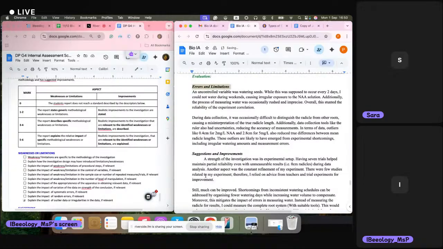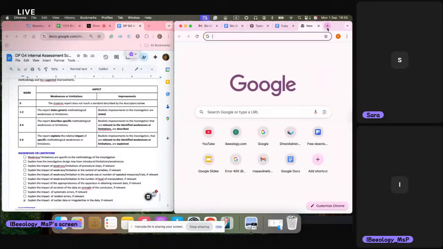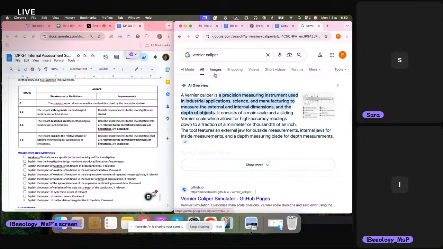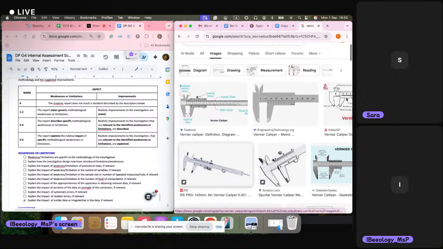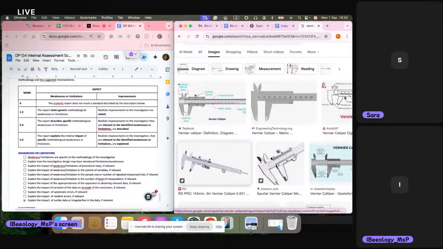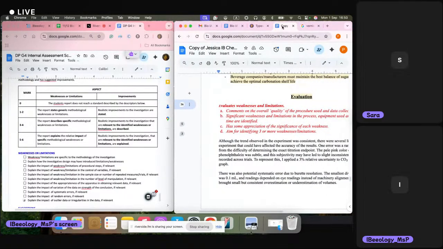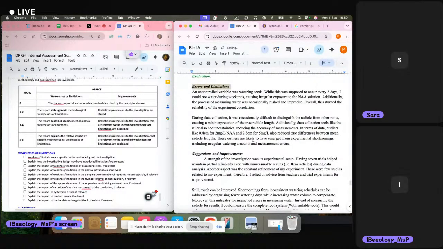What would have been a better instrument to use? Have you seen a vernier caliper before? I'm sure you have it in the lab, but this is something that you could have used. Oh, I don't know if we had them. Okay, this is a measuring tool that I would rather use instead of a ruler, because it's way more accurate, up to the millimeter. So at least this is instrumental.